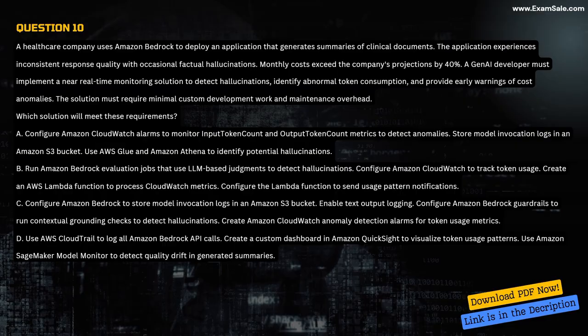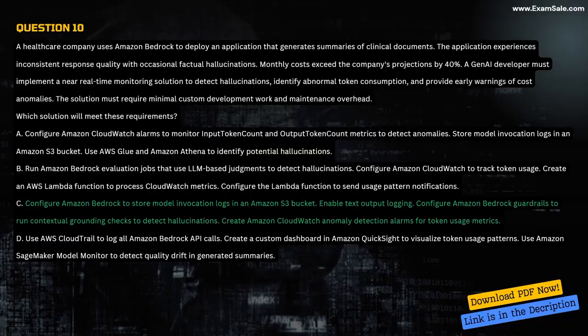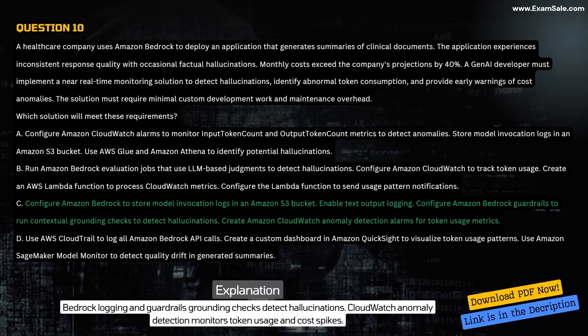Correct answer: C. Configure Amazon Bedrock to store model invocation logs in an Amazon S3 bucket. Enable text output logging. Configure Amazon Bedrock guardrails to run contextual grounding checks to detect hallucinations. Create Amazon CloudWatch anomaly detection alarms for token usage metrics. Explanation: Bedrock logging and guardrails grounding checks detect hallucinations. CloudWatch anomaly detection monitors token usage and cost spikes.